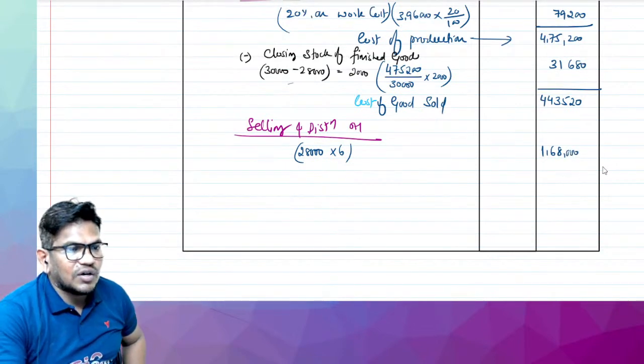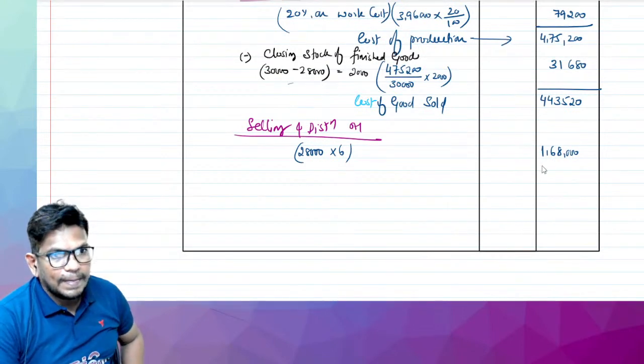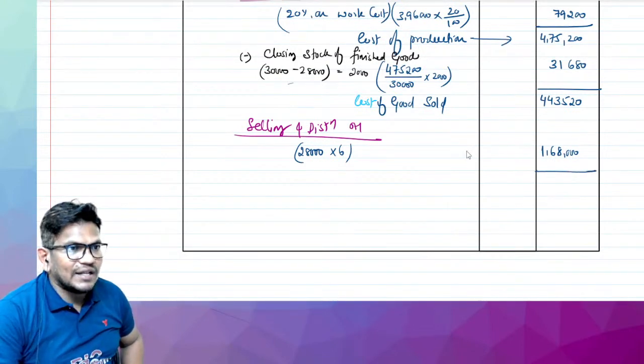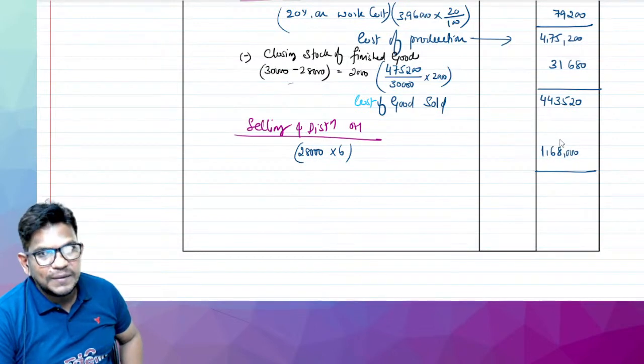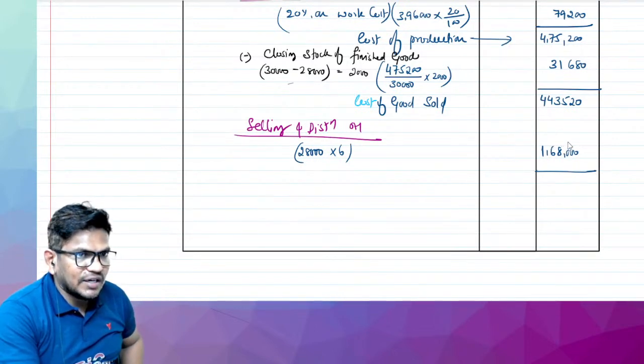All right guys, all right. But you add this. So this is your selling and distribution, right? So 4,35,020 plus 1,68,000.